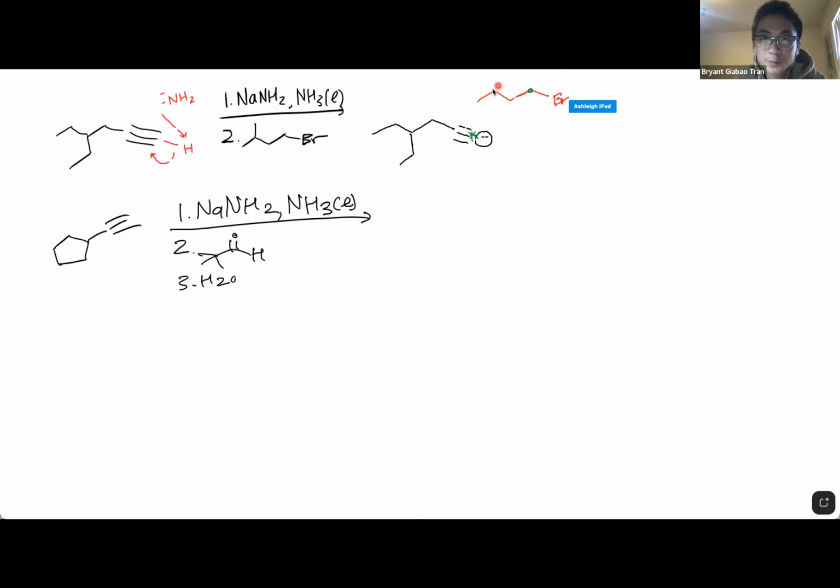And methyl group. Yep. Now let's do this SN2 reaction where this is our nucleophile. This is our electrophile. For SN2, the nucleophile attacks the electrophile and kicks out the leaving group. And now we connect the two groups together.